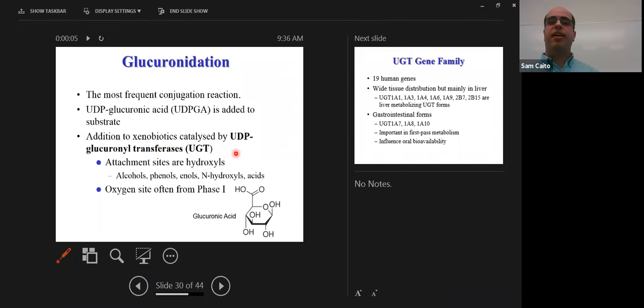The attachment site is on hydroxyl groups, so of course you need that phase 1 to have that hydroxyl group put on. So a lot of their substrates include things like alcohols, phenols, enols, and hydroxyls and acids. And the oxygen site usually comes from that phase 1.